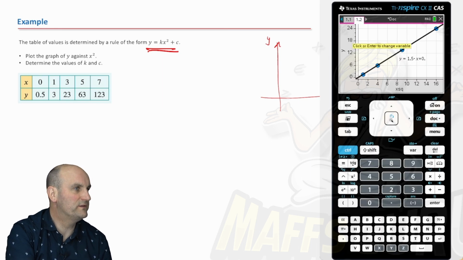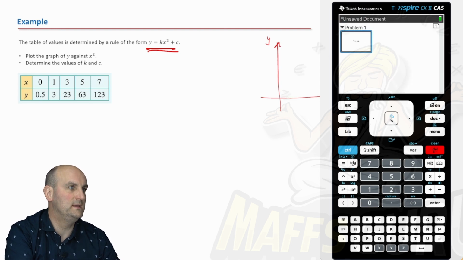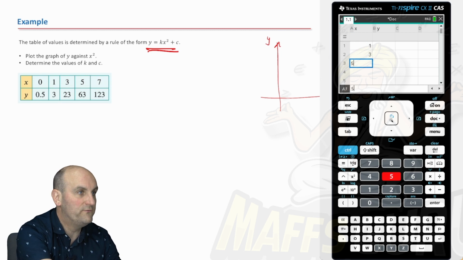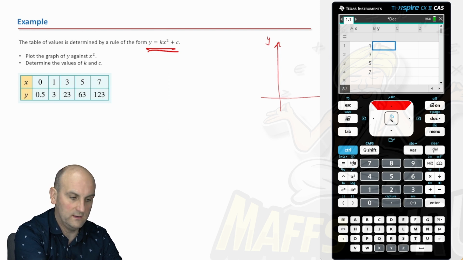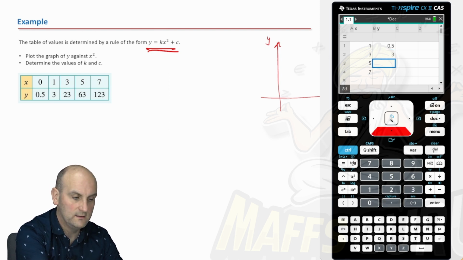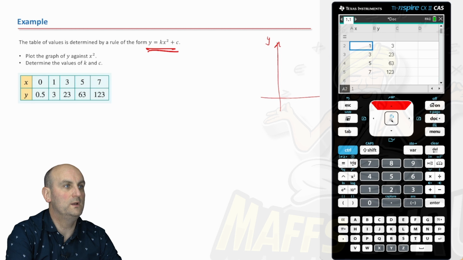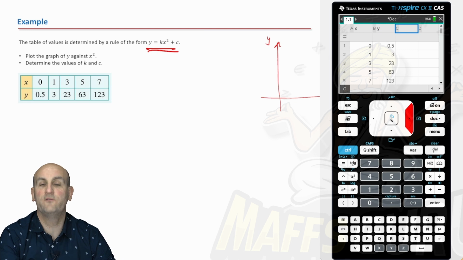Fire up my CAS again. We will now go Control and up, delete those, yes please. Insert, list and spread. And obviously you don't need to do this. I'm just doing this for completeness really. So what are the values again? 1, 3, 5, and 7. And we're going to put my y values in: 0.5, 3, 23, 63, and 123. And I've realized I actually started there at 0, 1, 3, 5, and 7. Only human. Now, I'm not going to draw that graph, I don't need to, because it says draw the graph of y against x squared.